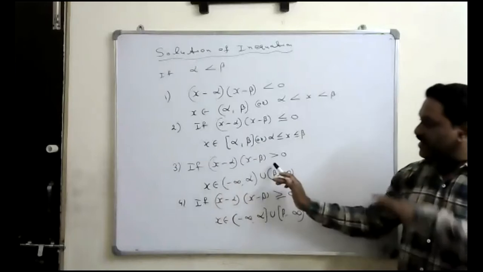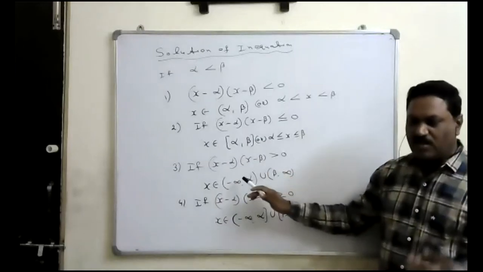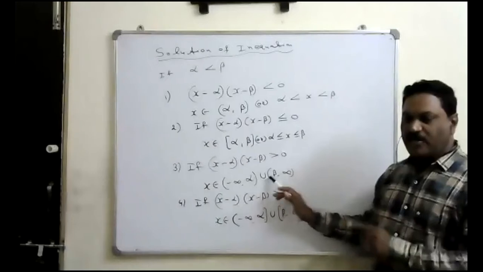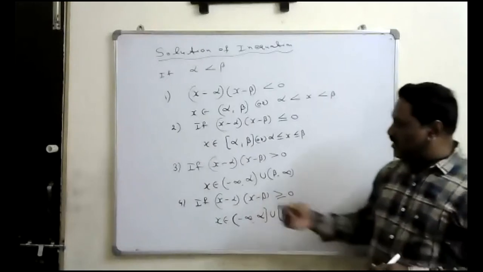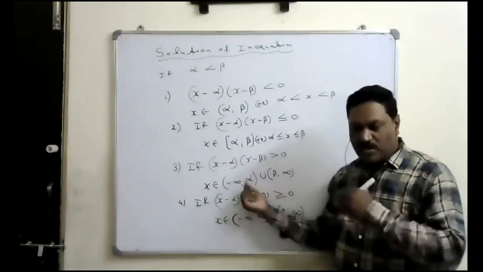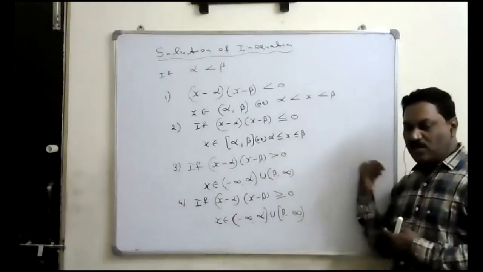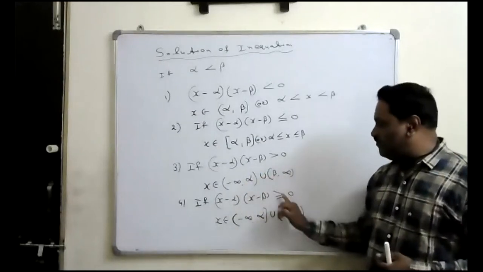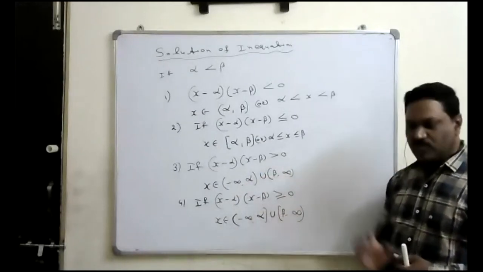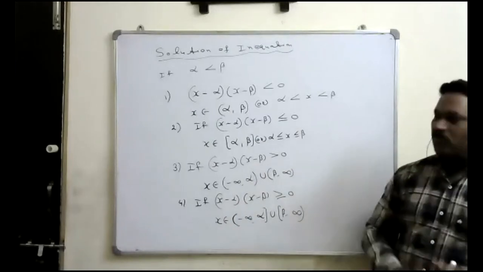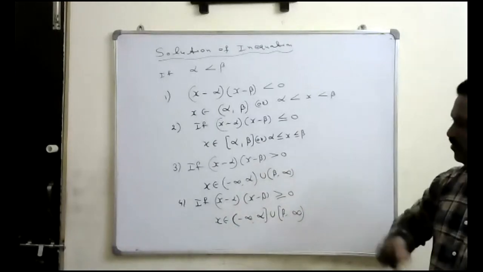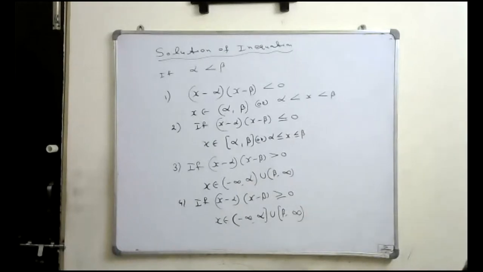And if this product has a positive sign, this is the formula: x lies between minus infinity to alpha or beta to infinity. Means x we can take the value either smaller than alpha or bigger than beta. Okay, if equal to is not there, here we get the open bracket. If equal to is there, closed bracket. So these are the four formulas we have to remember for solving inequation. Okay, write down these four formulas.